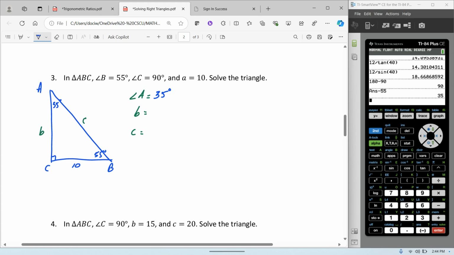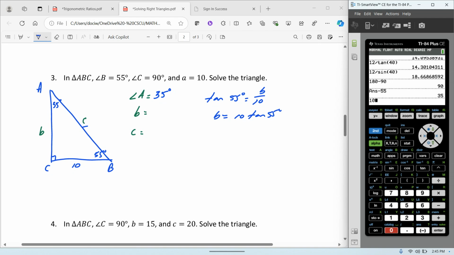Now you notice, just like in example 2, we don't know the hypotenuse, so I can't use sine or cosine initially. So I'm going to use tangent. The tangent of 55 is B over 10. So that's B over 10, opposite over adjacent. So B is equal to 10 times the tangent of 55 degrees.